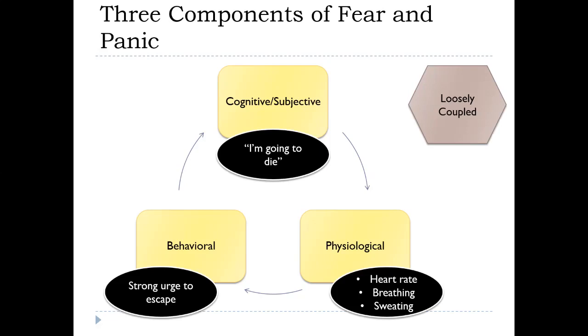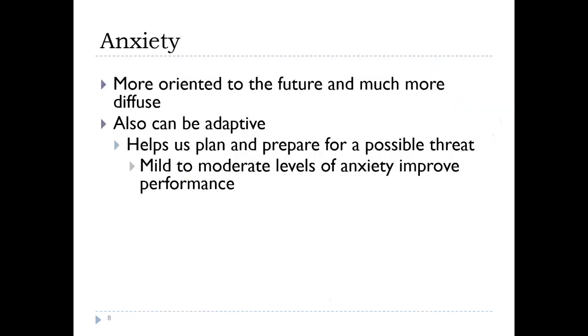Now, importantly, these three components are actually somewhat loosely coupled. So they can all occur strongly together, but there might be some situations in which they don't all occur strongly together. For example, you may cognitively feel really scared. You might be saying to yourself, oh my gosh, something really bad is happening. You might have a strong urge to escape, but physiologically, some people may not respond very highly. So that would be a case where these components are more loosely correlated or coupled.